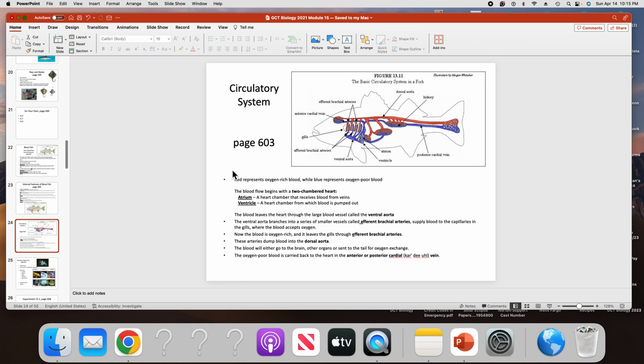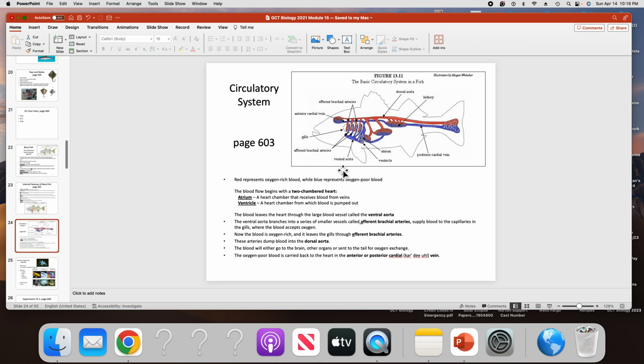Okay, let's look at this circulatory system. In this system, we know that the red vessels represent oxygen-rich blood, and the blue represent oxygen-poor blood. So the blood flows with a two-chambered heart. The two chambers here are highlighted, the atrium and the ventricle. The atrium is a chamber that receives blood from the veins, and the ventricle is where the blood is pumped out. So the blood leaves the heart through a large vessel called the ventral aorta. That's right here. See the ventral aorta.